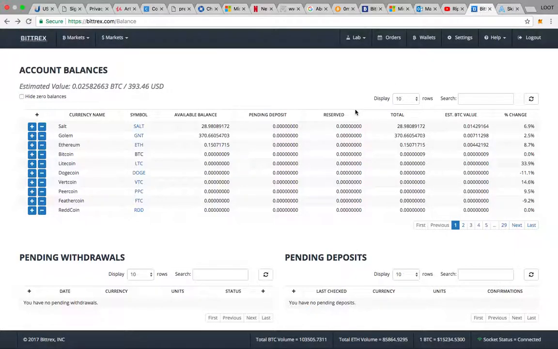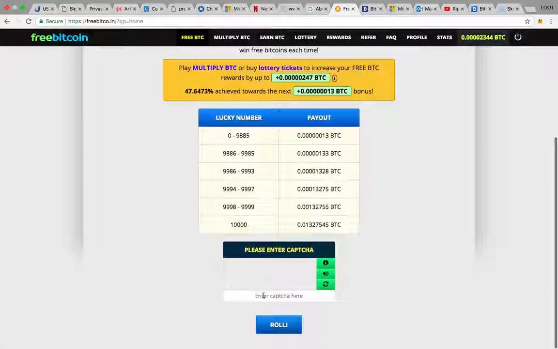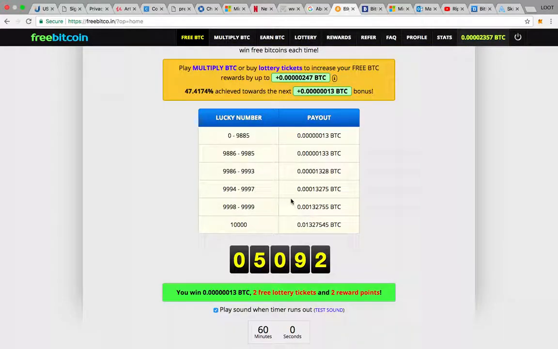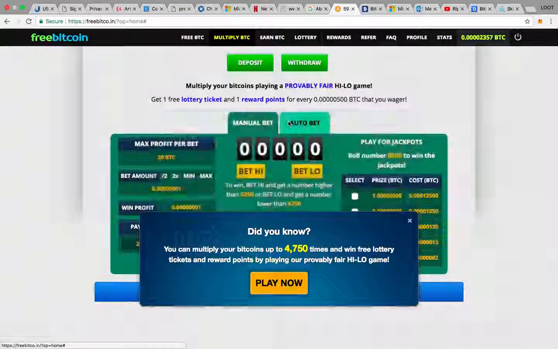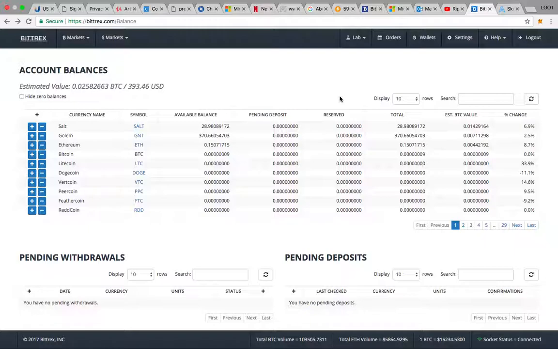All right, so first thing, oh, you know what time it is? Free Bitcoin time. Hold on, let me get these free Satoshi really quick. Boom. Boom. All right, cool.